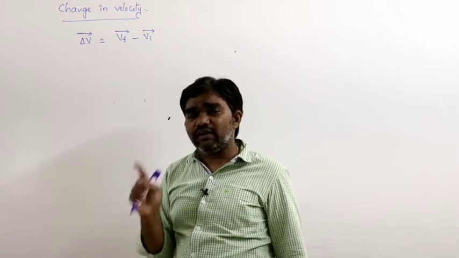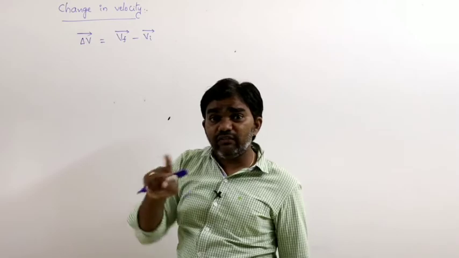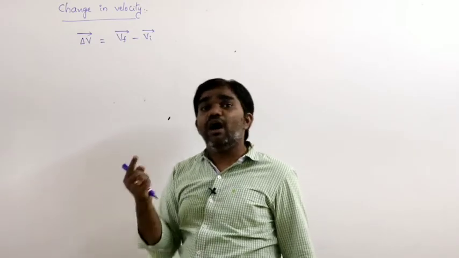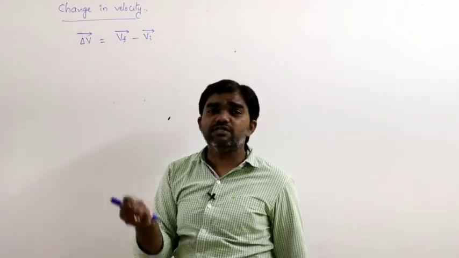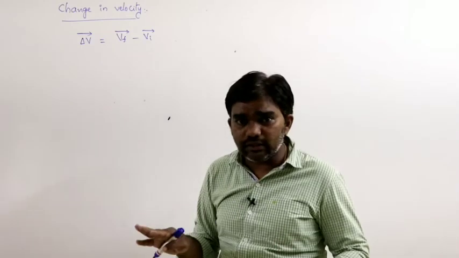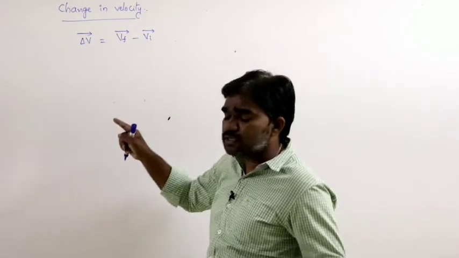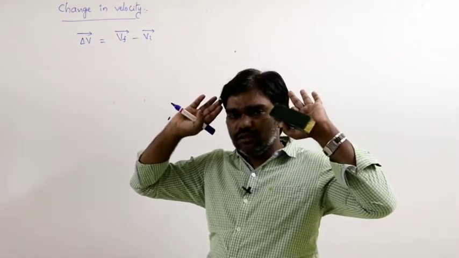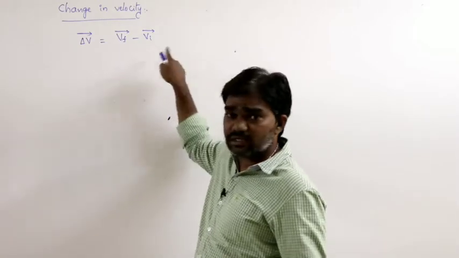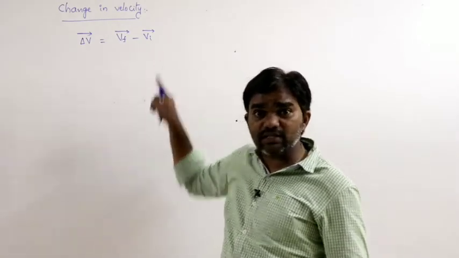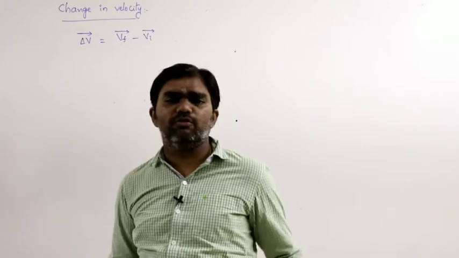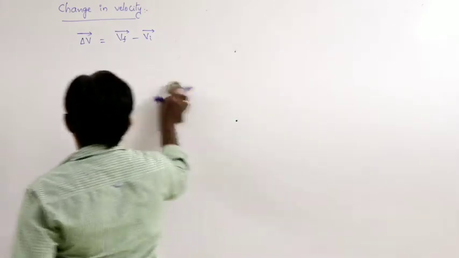Not just like relative velocity. Relative velocity means velocity of A with respect to B is VA bar minus VB bar, or velocity of B with respect to A means VB bar minus VA bar. Not like that. Change means this is always fixed: final minus initial, final velocity vector minus initial. There is no change about this.